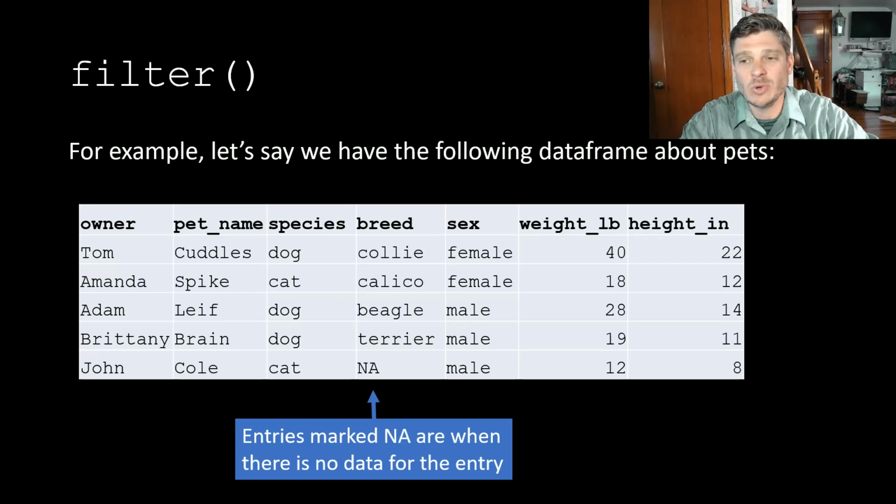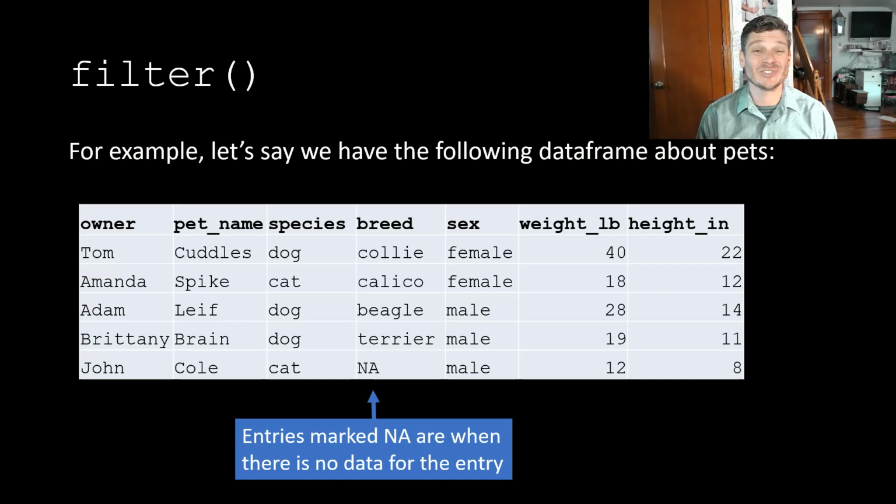Notice, however, that we do have one entry where it is capital N, capital A. Any entry that is marked NA means there's actually no data in that entry. That is a blank cell. There's no actual data there for us. So we don't know what breed John's cat Cole is. It just was never filled in. That data is missing. And again, we're going to run into a lot of missing data throughout this course. You're going to run into a lot of missing data with every data set you probably try to look at.